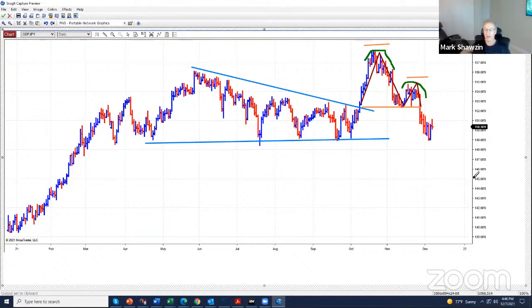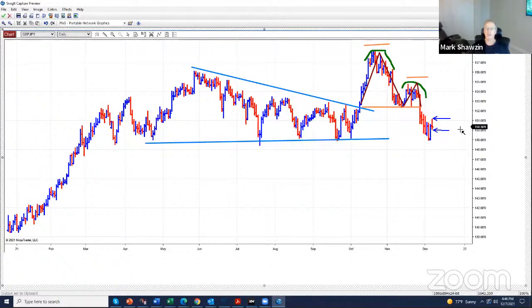And so the way I look for my entries is I look for price action where I look for what I call an insurance day bar. And an insurance day bar tells me basically where to enter the trade and what my risk is.